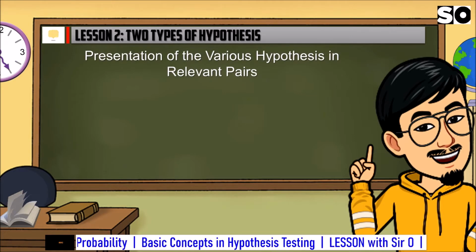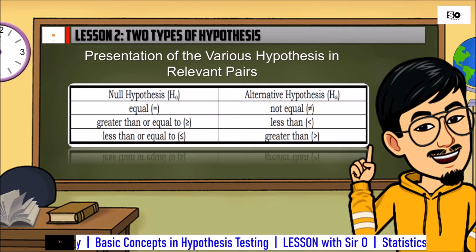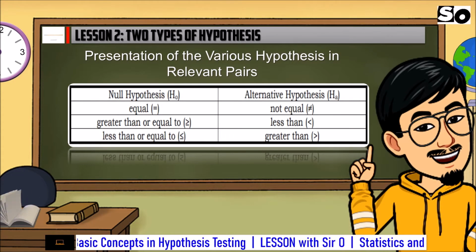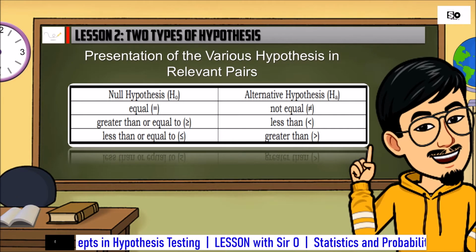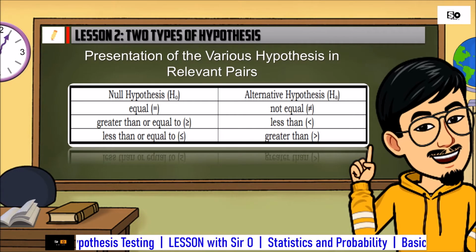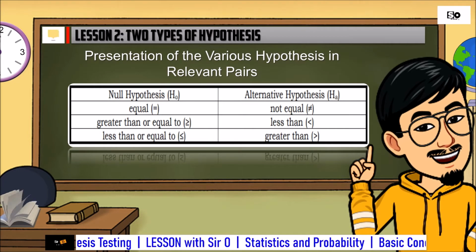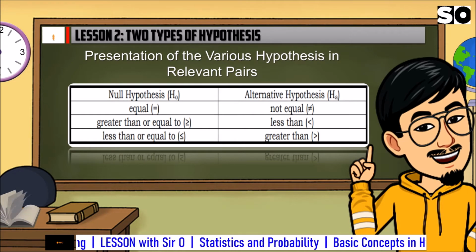Presentation of the various hypotheses in relevant pairs. As a mathematical convention, the null hypothesis always has a symbol with an equal in it. The alternative hypothesis never has a symbol with an equal in it. The choice of symbol depends on the wording of the hypothesis test.